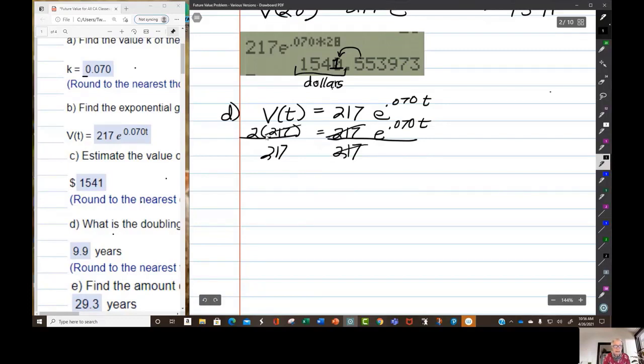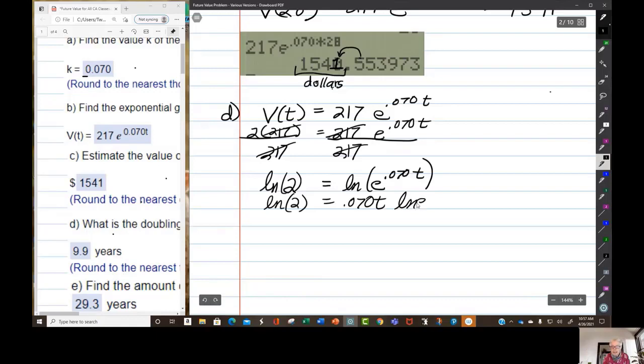Now 217 cancels out on both sides of the equation, leaving me with a 2 on the left and an e to the 0.070t on the right. That will always happen. Then I take the ln of both sides. Then I use the power rule to bring this power down in front of the ln of e, so I'll have the ln of 2 equals 0.070t times the ln of e, which is 1.